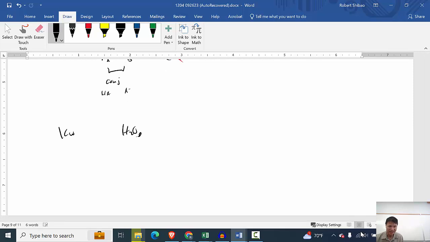If water acts as the base and another water acts as the acid, then what are we going to form? Well, let's say this one acts as the base, we're going to form hydronium, and this one acts as the acid, we're going to form hydroxide. We're going to form hydronium and hydroxide. And so K for this is equal to the hydronium ion concentration times the hydroxide ion concentration divided by 1, right? Because 1 times 1, the activity is pure water.